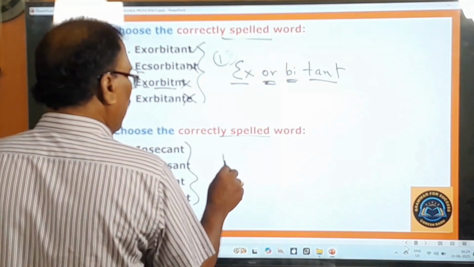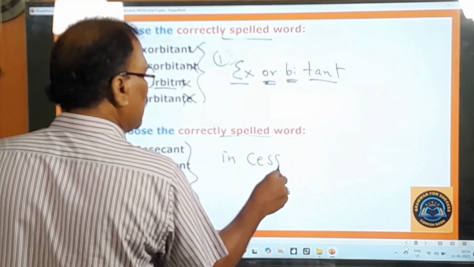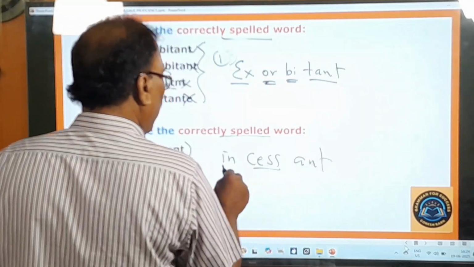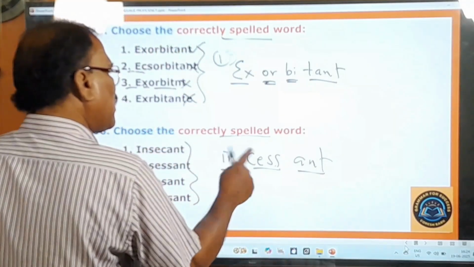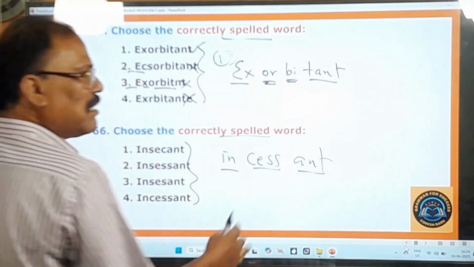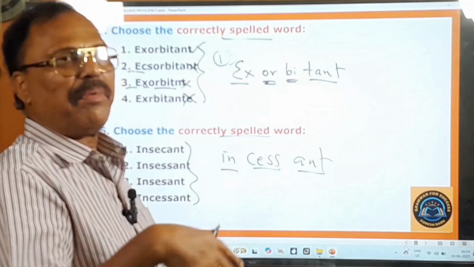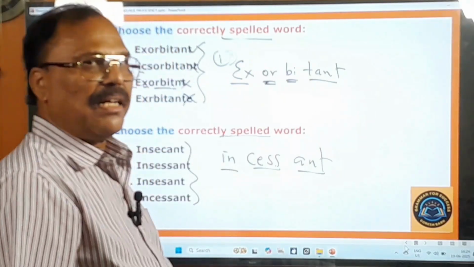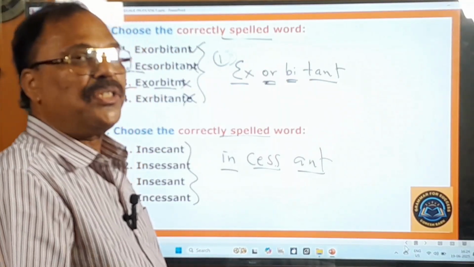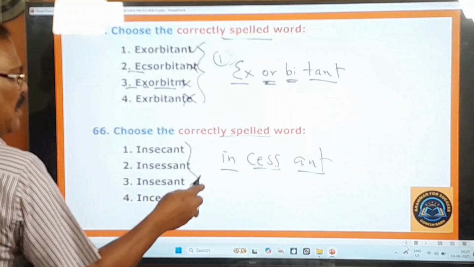Incessant means continuous. Last night it rained in Vanasthalipuram area incessantly. Incessantly means what? Continuously or non-stop. Where is that incessant?